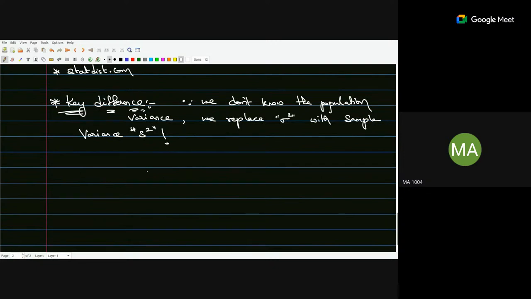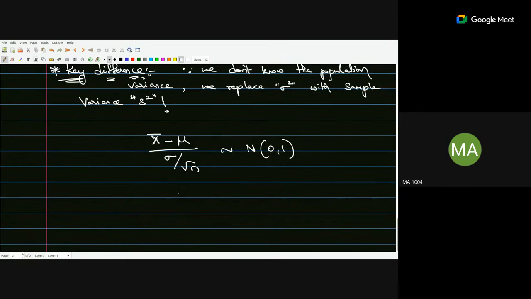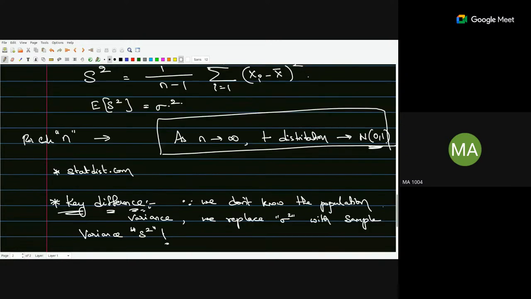Once we replace, it no longer follows standard normal, it follows T distribution. So therefore, this X bar minus mu divided by sigma by root n, if it is sigma, this follows standard normal. In place of sigma, if I use S, X bar minus mu by S by root n, this will follow T distribution, with n minus 1 subscript, this is called the degrees of freedom.